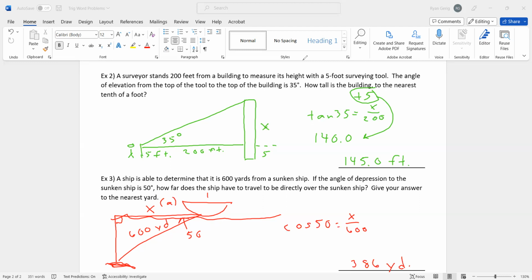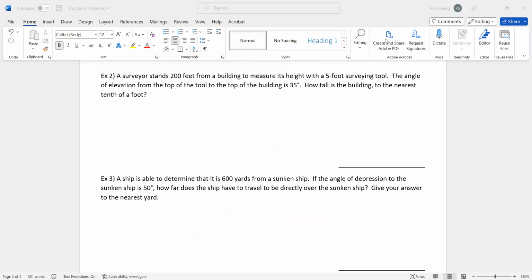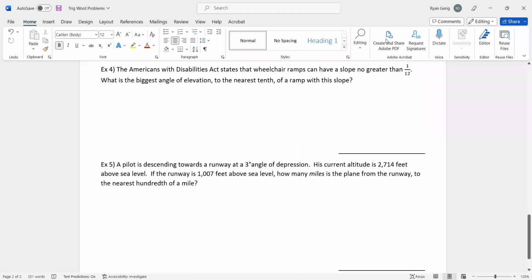Okay. 2 more. Numbers 4 and 5 are a little tricky, but some of these can be. So I want to show them to you in the notes. The Americans with Disabilities Act states that a wheelchair ramp can have a slope no greater than 1/12. Okay, so we've got a ramp for wheelchairs. A slope of 1/12 means rise over run. Well, the rise is 1, and the run is 12. Right? Doesn't matter what it's measured in, 1 foot over 12 feet or 1 yard over 12 yards. It's all going to reduce down to 1/12.